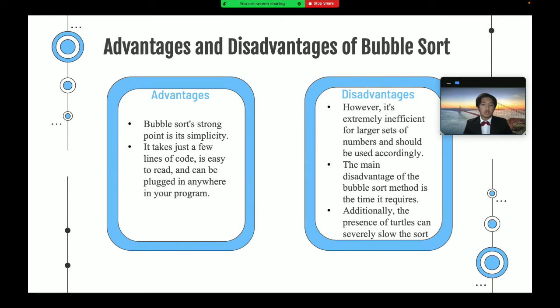Let me start by giving you some advantages and disadvantages of bubble sort. So let's start with the advantages. Bubble sort's strong point is its simplicity. It takes just a few lines of code. It's easy to read and can be plugged in anywhere in your program.